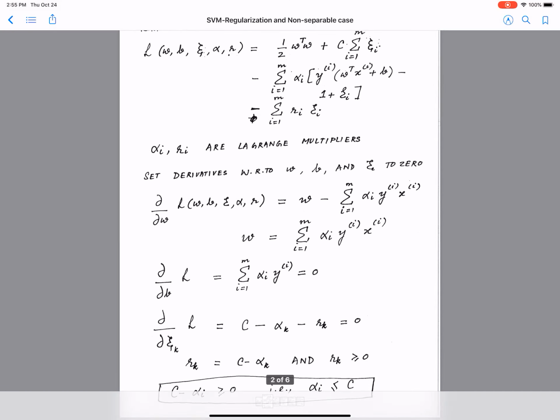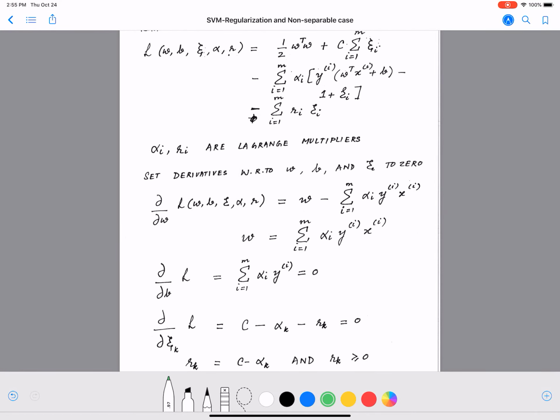Okay, so now let's continue the derivation. So we have the Lagrangian here. Now we are going to construct the Lagrangian based on our new constraints as well. So we have the original half W squared, which we are writing as W transpose W, plus C times sigma over psi, which is our total slack along with the slack coefficient.